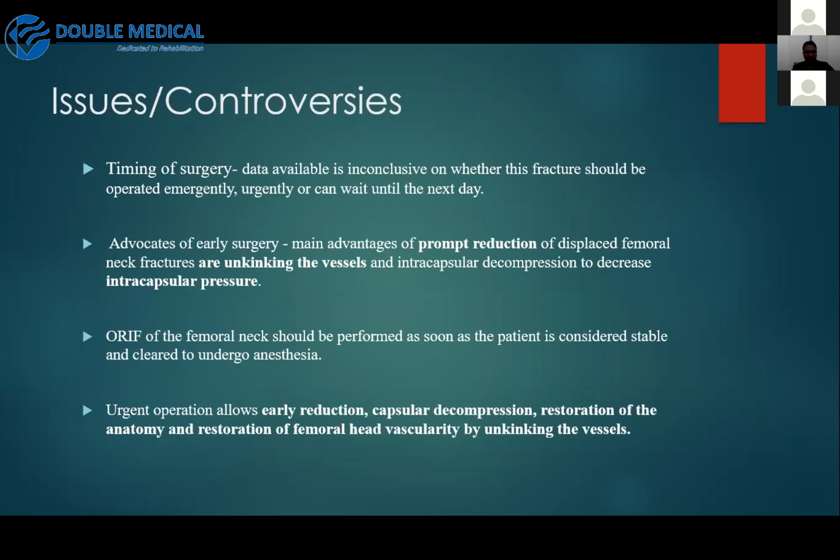Earlier I was talking about timing of surgery. The data is inconclusive on whether this fracture should be fixed urgently or emergently, or can wait till the next day. But advocates of early surgery show that prompt reduction of a displaced femoral fracture will unkink the vessels, and allow intracapsular decompression to decrease the intracapsular pressure. Open reduction and internal fixation of the femoral neck should be performed as soon as the patient is considered stable and cleared to undergo anesthesia. Urgent operation allows early reduction, capsular decompression, restoration of the anatomy, and restoration of femoral head vascularity by unkinking of the vessels.